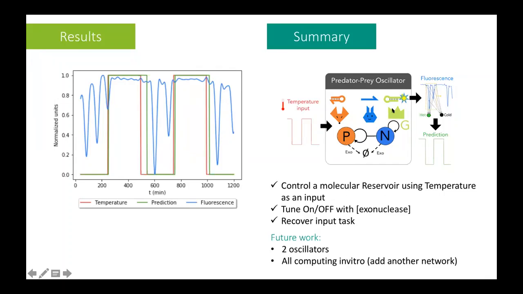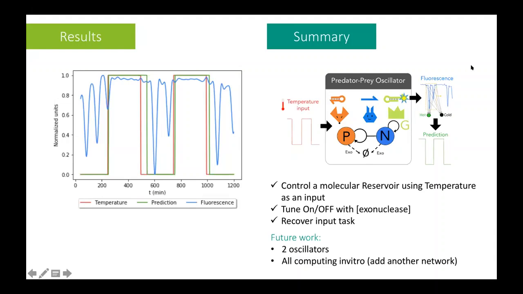So just to sum up our work, we were able to control a molecular reservoir using temperature as an input. We were able to tune the on-off threshold by using the concentration of an enzyme, exonuclease, and we tested it on a task that is to recover the initial input. So future work involves working with 2 oscillators to increase the expressivity of our reservoir.